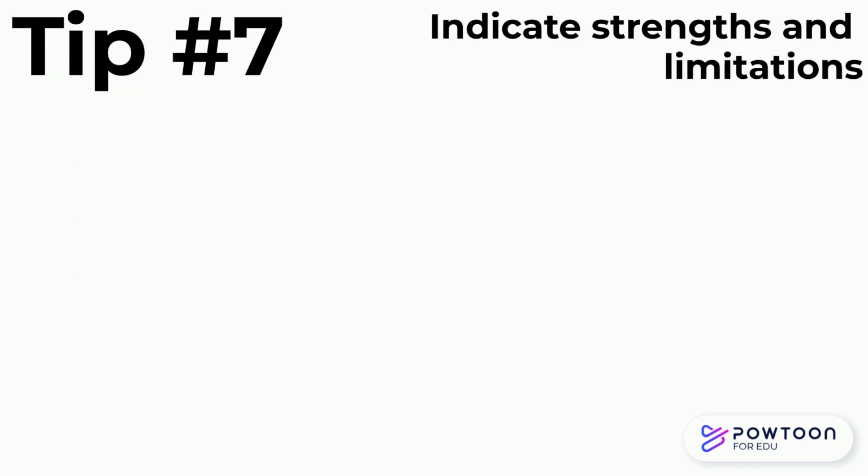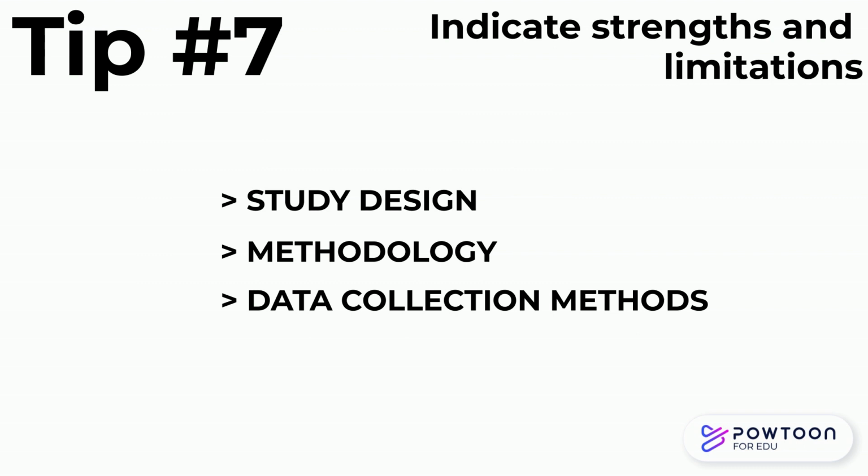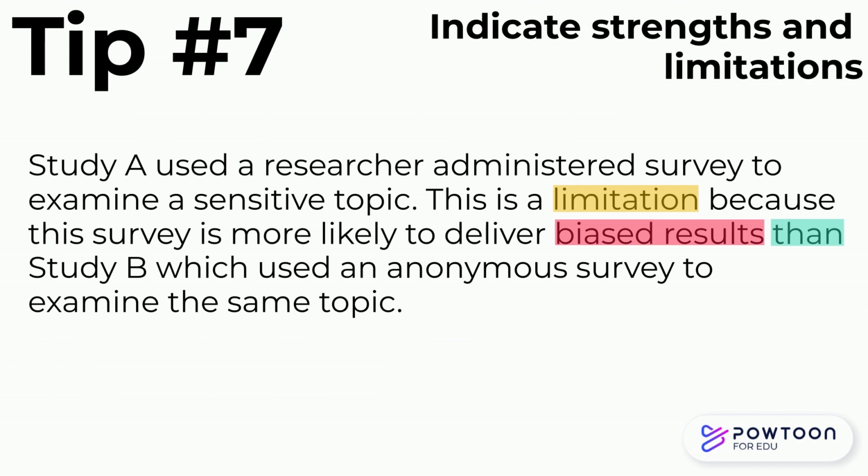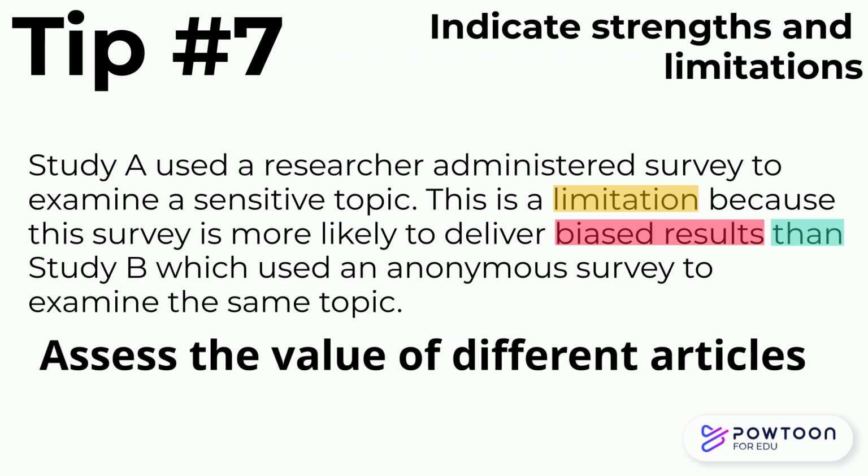Tip number 7. Indicate the strengths and limitations of studies and address how they affect your interpretation of their results. You can find strengths and limitations by analyzing a study's design, methodology, data collection methods, and sample characteristics. This example shows how identifying strengths and limitations will help you assess the value of different articles. Study A used a researcher-administered survey to examine a sensitive topic. This is a limitation because this survey is more likely to deliver biased results than Study B, which used an anonymous survey to examine the same topic.